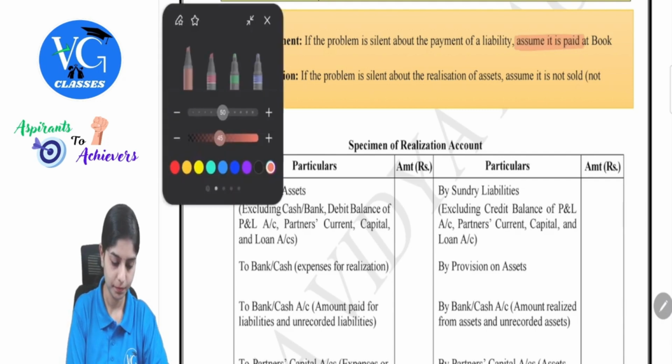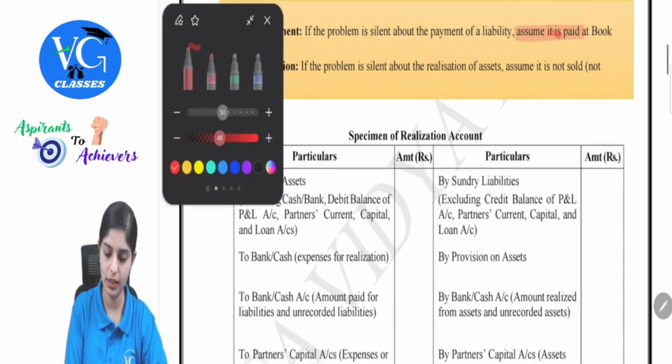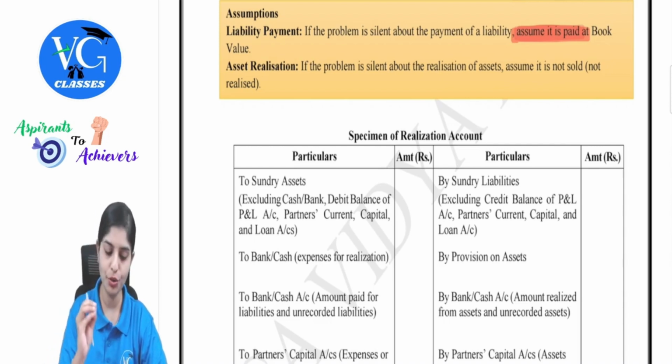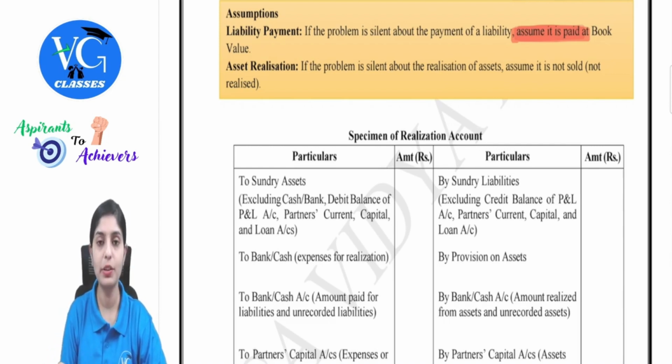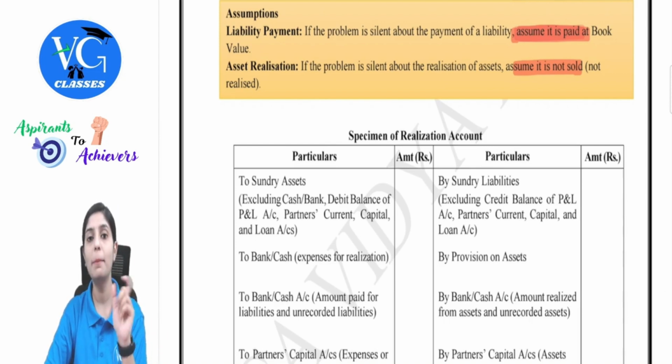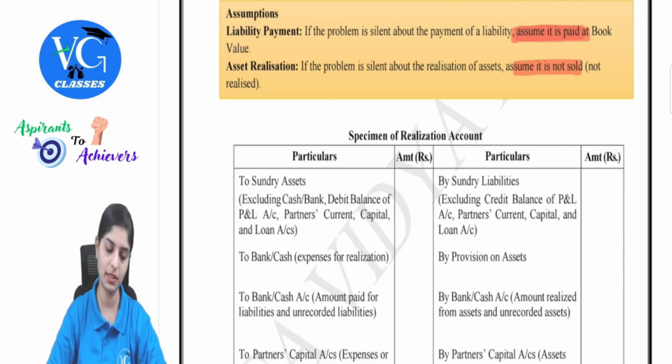Further, see, assume it is paid at book value. Asset realization. That is, if there is no information prescribed about whether the asset is sold or not, what should we do? If the problem is silent about the realization of assets, assume it is not sold. That means it is not realized, because you cannot imagine that it will be sold at book value as it is. Clear? These are the points which we definitely have to take care of, considering one by one, if the problem is not specifying the treatment of respective items.